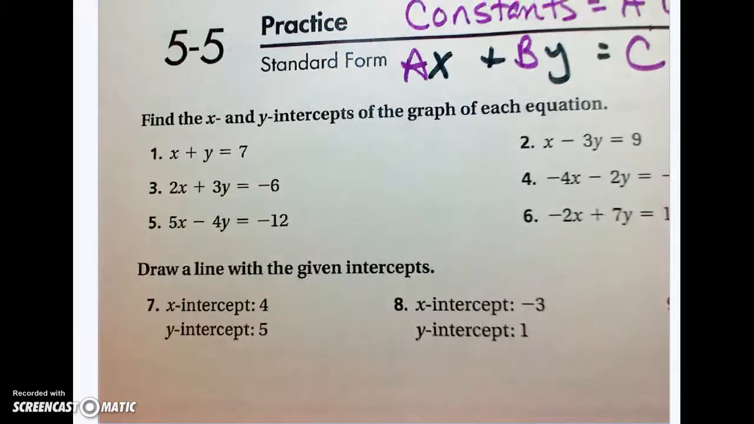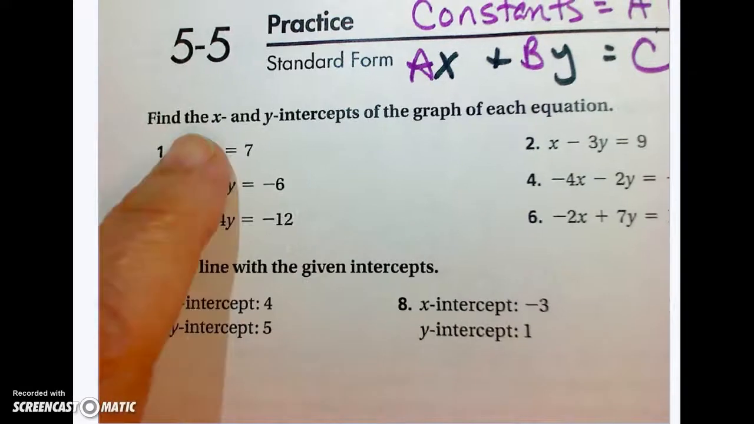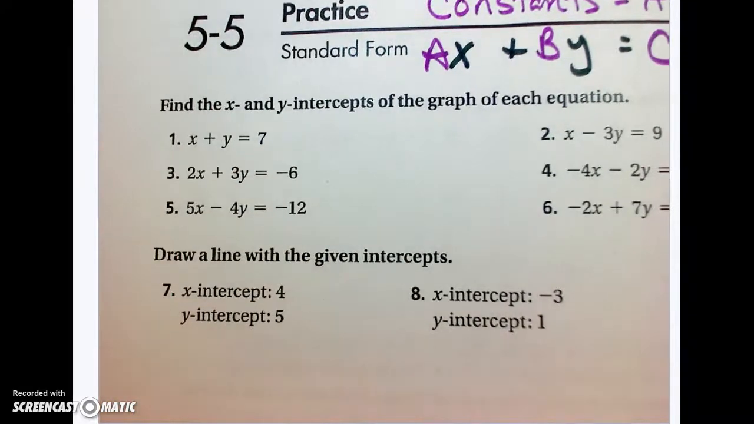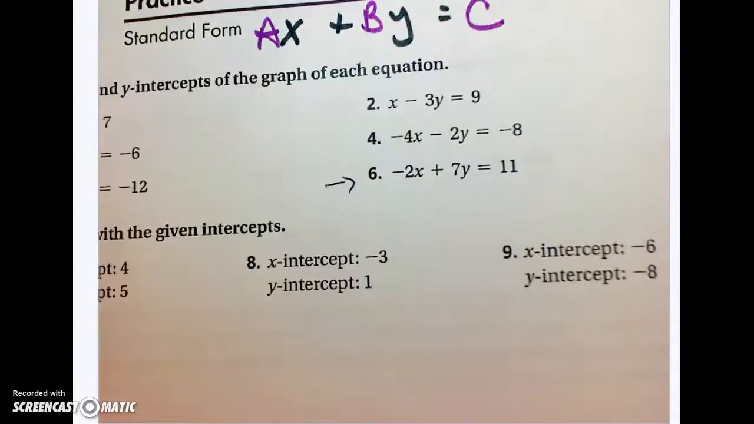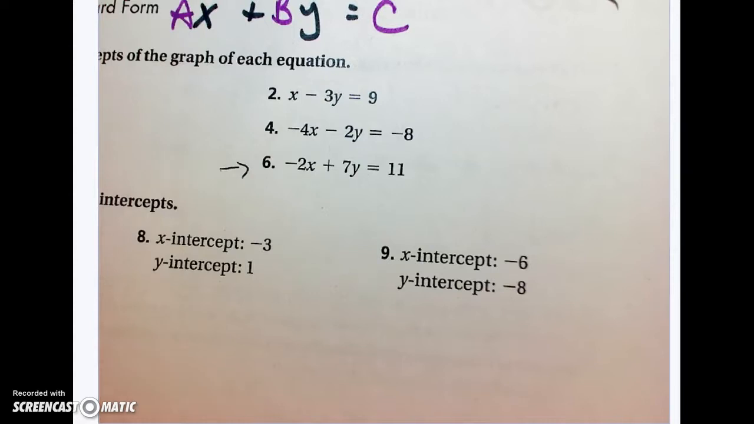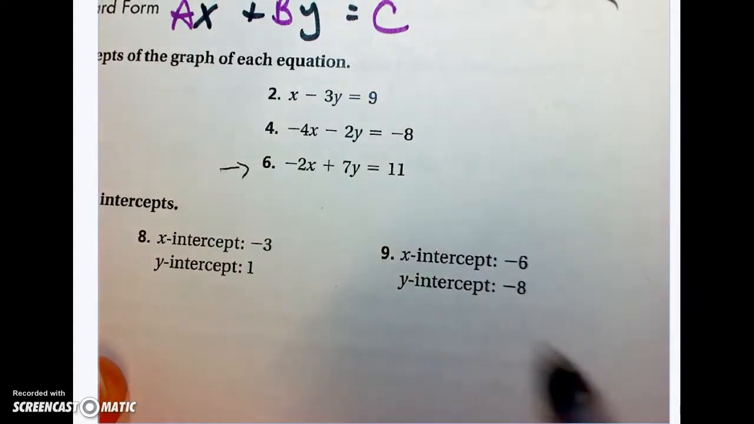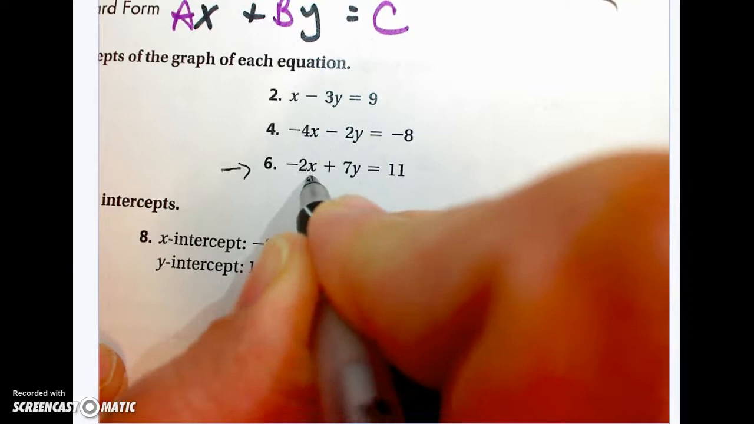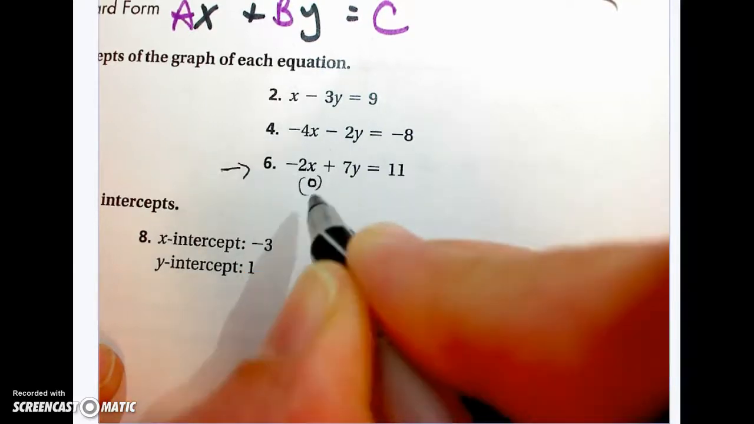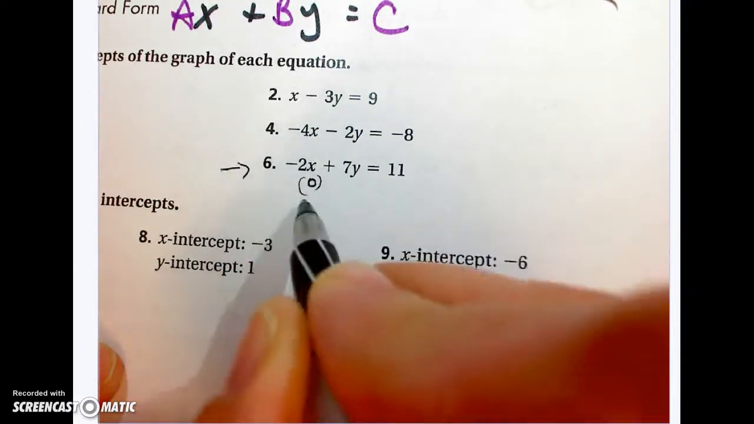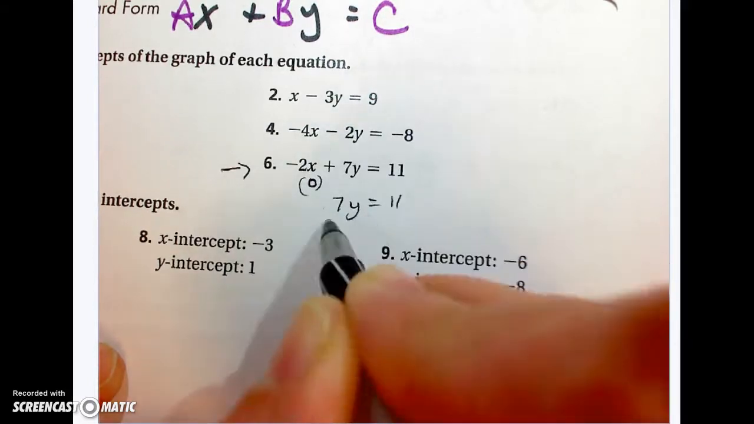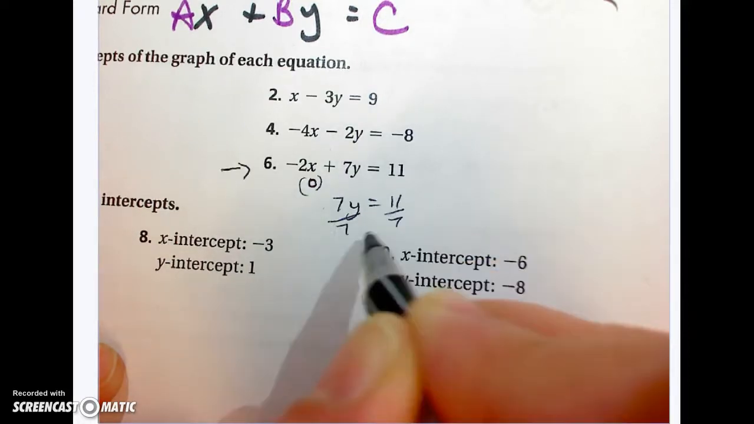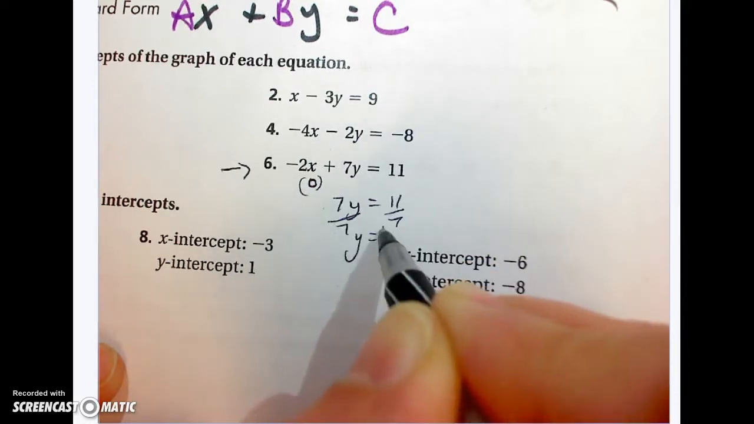So to use the standard form, we look for the x and the y intercept. And I'm going to do number 6 because I have enough room on the paper to do both the x and the y intercept. So if I make x 0, that wipes it out altogether. The only thing left is 7y is equal to 11. So I divide both sides by 7, and my y-intercept is at 11/7.